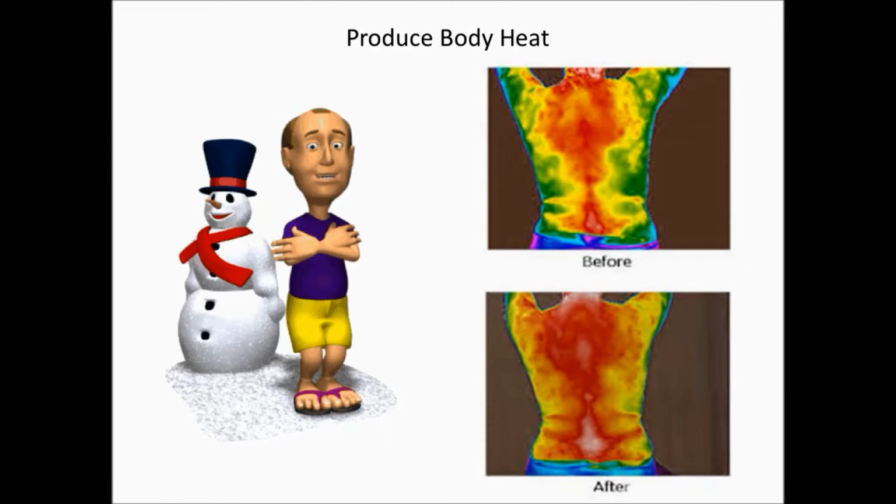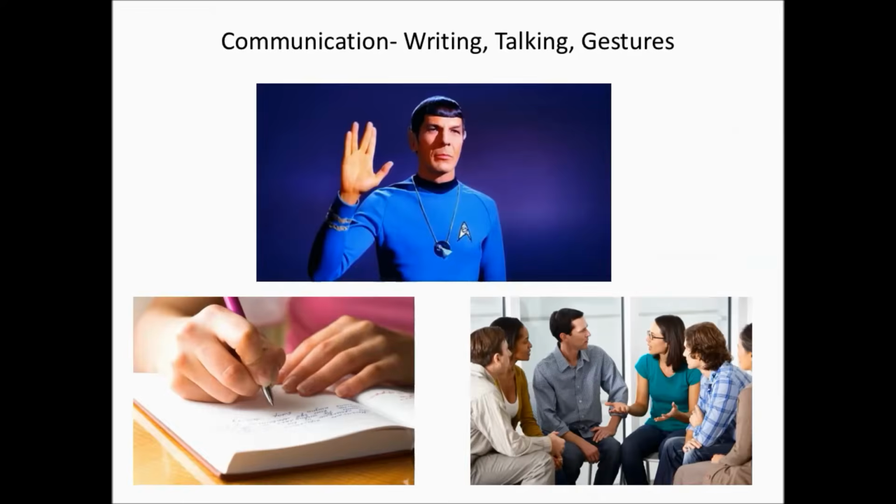Recall that body temperature is a negative feedback mechanism. Your body wants to maintain an optimal temperature at 98.6 degrees Fahrenheit. Sometimes on a cold day, in order to do that, your body shivers, which is the constant contraction of muscles. The fifth function of the muscular system is involved with communication, such as writing, talking, and making gestures.